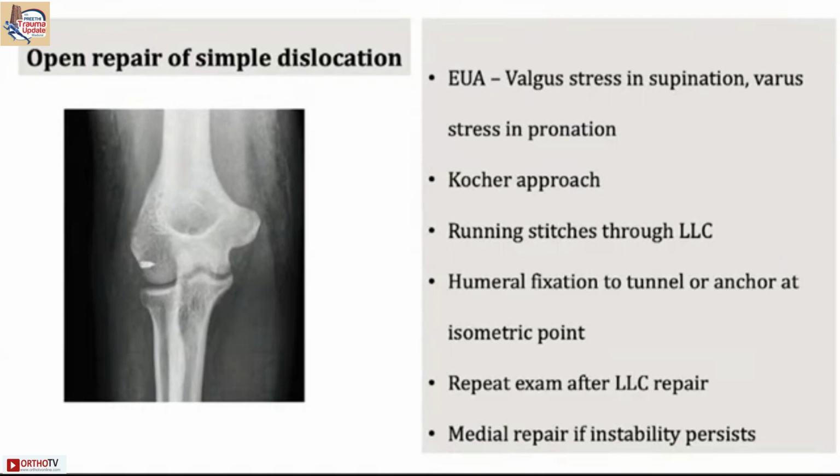Before open repair, under anesthesia, give valgus stress in supination to test the medial ligaments and varus stress in pronation to test the lateral ligaments. Running stitches may be taken through the lateral ligament and fixed to the isometric point. We have seen images before of the humerus, and because the humeral side is the most commonly injured, it is repairable. Repeat the examination after repairing the lateral side to check the medial side. If that is also injured, reconstruct or repair the medial side.